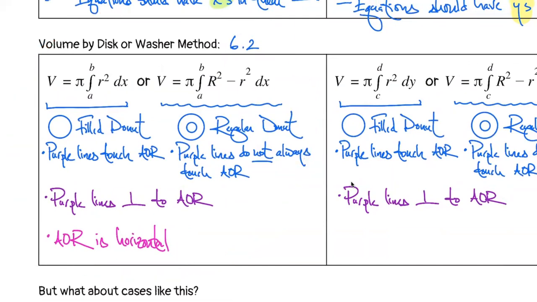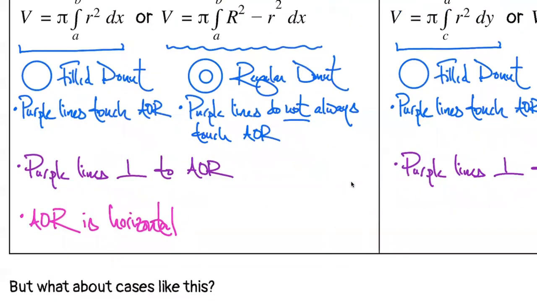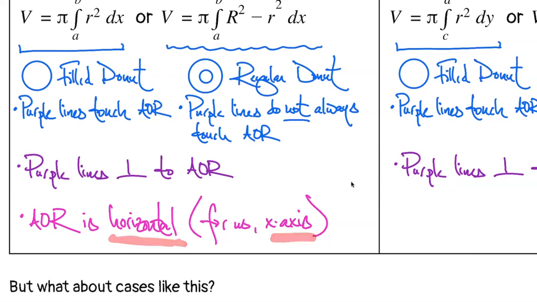Now I write horizontal here because, for us, all of these axes of revolution are going to be the x-axis. There are different levels of problems where that axis of revolution is like y equals 3 or y equals negative 7. We're not going to get into that. But I did want to leave that door open for you to think about, that sometimes we'll have a horizontal axis of revolution that might not just be the x-axis.